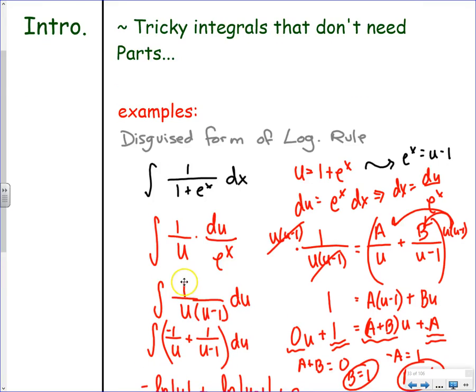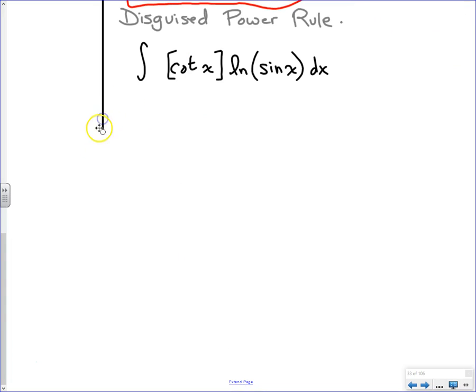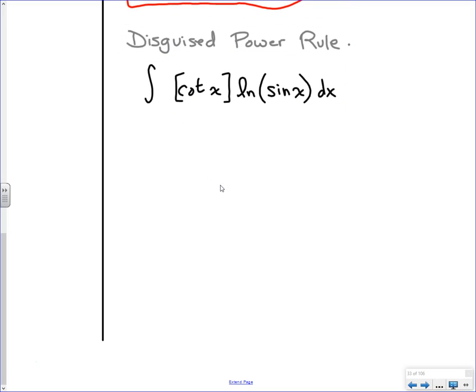Wait, there was one more tricky one, right? Can we unpack this ourselves? I think I can do this one. You have to choose who u is. I'm guessing almost all of us would have chosen the right u. It's just where do you go from there? So let me give you a whole 60 seconds.